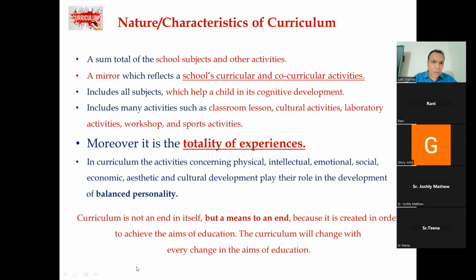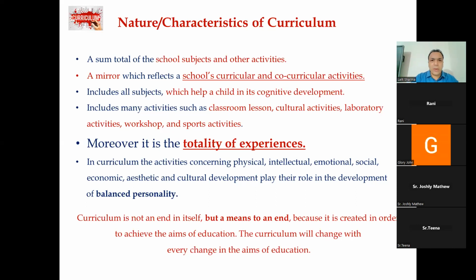Now next we talk about the nature and characteristics of the curriculum. The first, it is written, is a sum total of the school subjects and other activities. So guys, rethink about it. Till today, we were thinking only that clearing the syllabus is the important task. No, instead of only the syllabus, the candidate should participate in all the activities. A mirror.